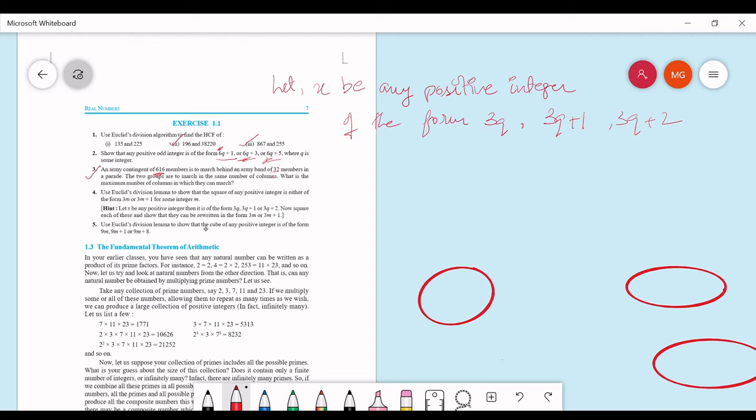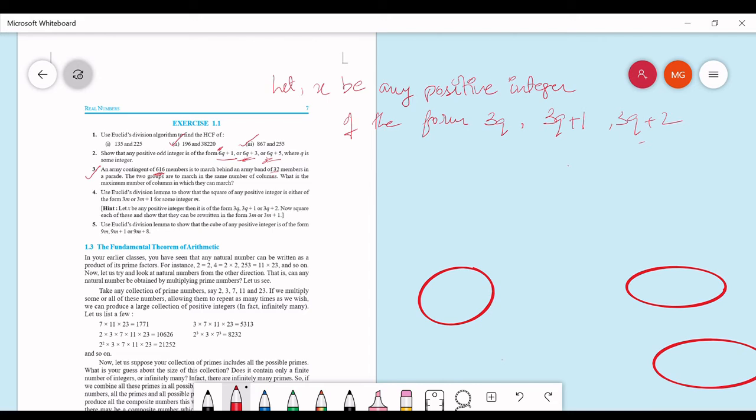Now see why we have written 3q, 3q plus 1, 3q plus 2. If you look at your previous question, you can very well get that one of the values will be odd, one will be even, odd, even, odd. If you keep on putting values, if the value of q is 1, you will get 3 here, and you will get 4, then 5, and so on. So ultimately you are getting your consecutive numbers, right?